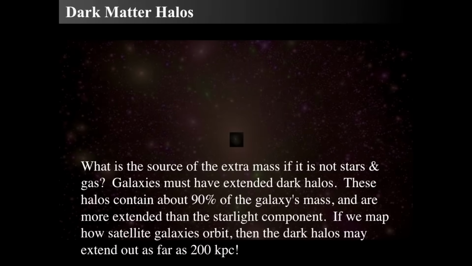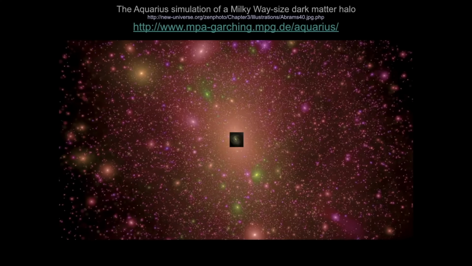All right, so dark matter halos. What is the source of this extra mass? If it's not stars and not gas, the galaxies have these extraordinary extended halos. They might contain up to 90% of the galaxy's mass, and they're even more extended than the starlight component. They may even go way out to 200 kiloparsecs or greater. So these incredible halos of dark matter surround individual galaxies.